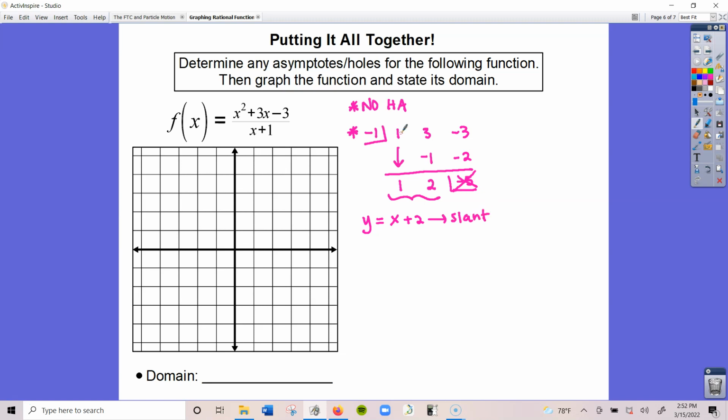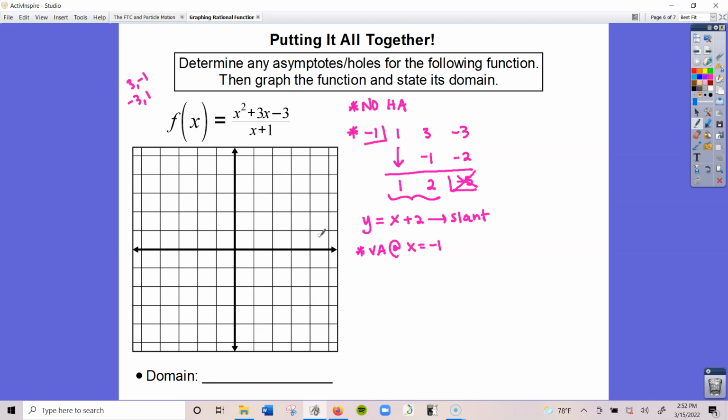Now I also want to see if I have a vertical asymptote. We're going to look at the numerator and see if there's any way that I can factor that. The only two numbers that multiply to give you -3 are either 3 and -1, or -3 and +1. Again, neither of which add up to give me 3, so this numerator cannot be factored. So that means that I do have a vertical asymptote, which would be at x is equal to -1.